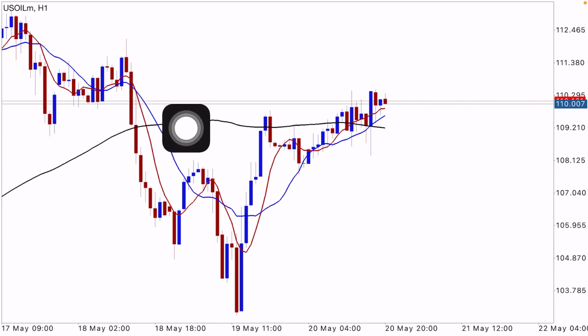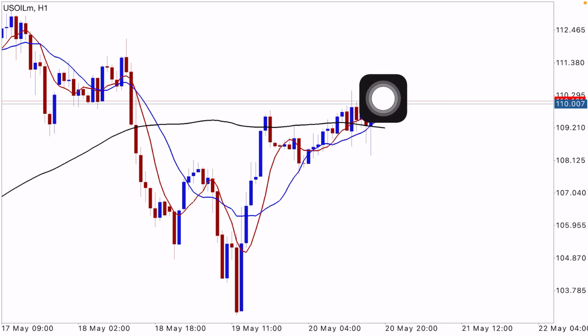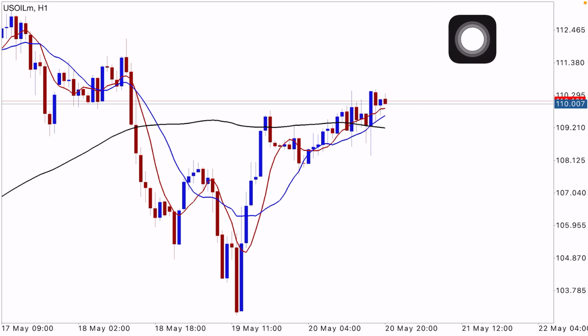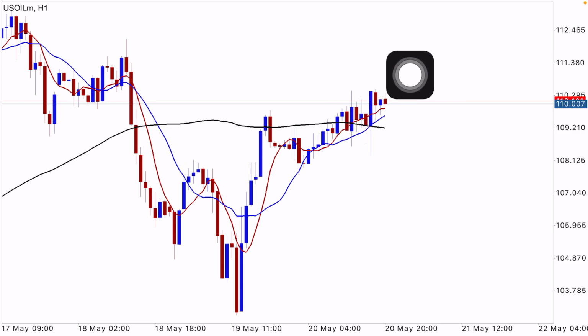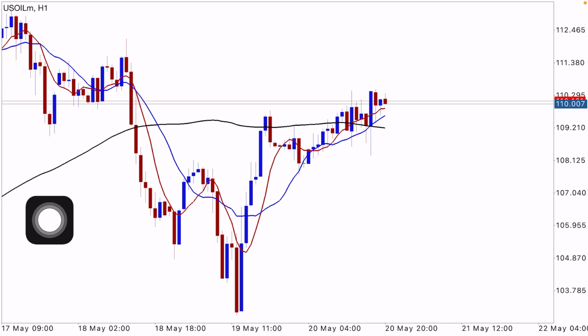So this one too, you can see that price has broken the 89 moving average. This is US oil. Price has broken the 89 moving average at this level, and it should tell you that this uptrend has come to an end, and price is likely to fall at this point. That's what the 89 moving average is telling us.